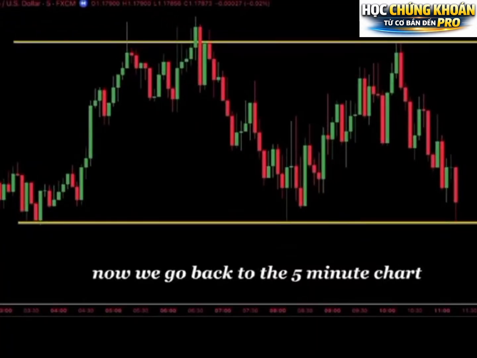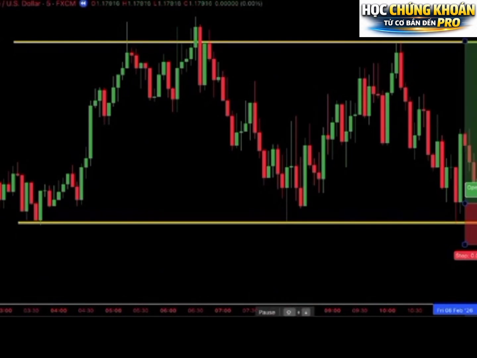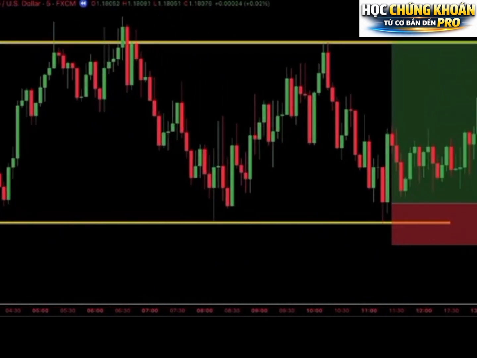Now we go back to the 5-minute chart to execute the trade. We place our entry at the close of the tailed bar, set our stop loss just below the support level to protect our position, and target the next key level, which is the resistance of the range. And as you can see, after entering the trade, the market moves upward and reaches the target.